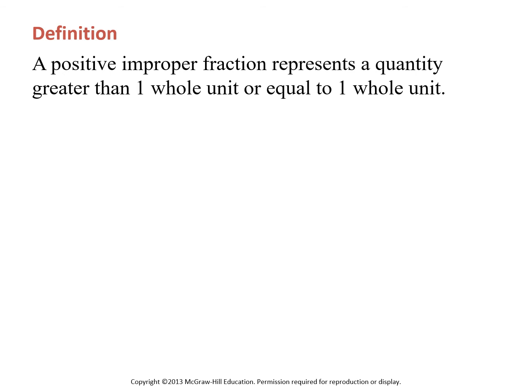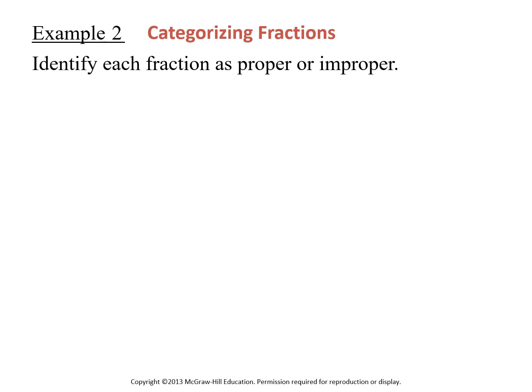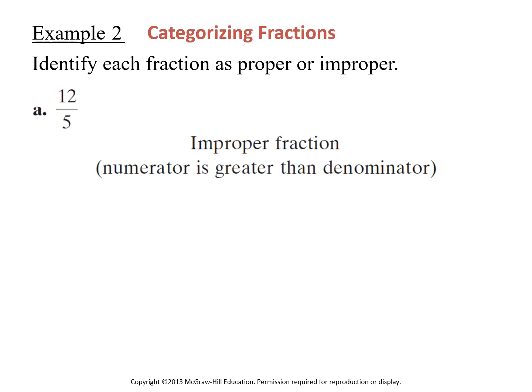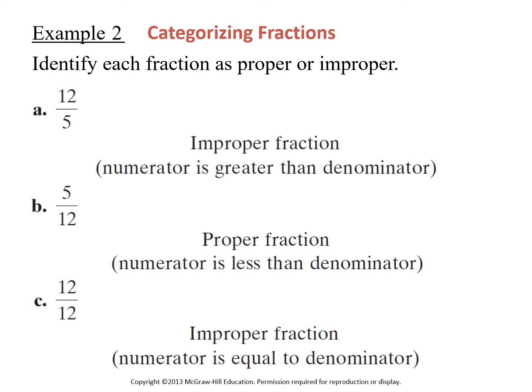A positive improper fraction represents a quantity greater than 1. So 1 and 1/3 is also called 4/3, 7/7. These are improper. So 12/5 there is an improper fraction. 5/12 is a proper fraction. 12/12 is also improper.